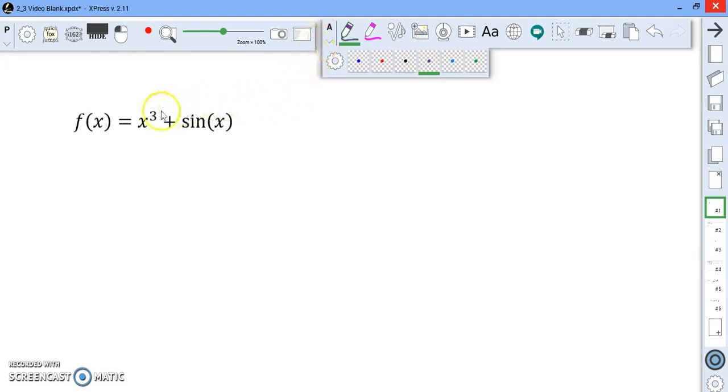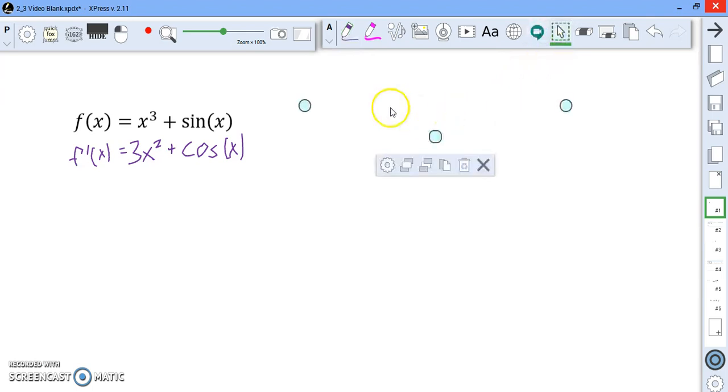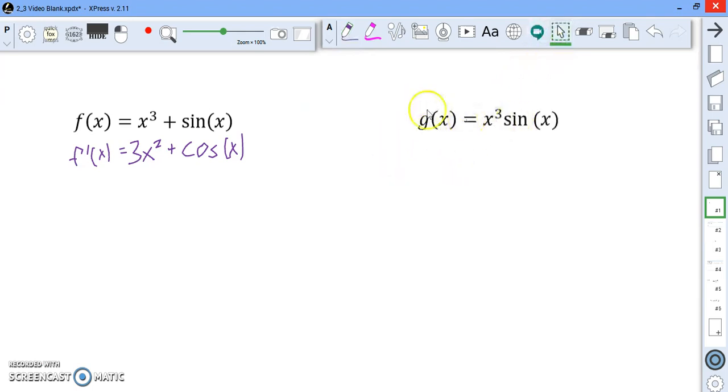In the previous video, we talked about how when you have a sum of functions, the derivative of a sum is just the sum of the derivatives. I just do derivative of each part and add it up. X cubed, the derivative is 3x squared, plus sine, the derivative is cosine. What doesn't work, and you need to be very careful not to do it, is derivative of a product. You can't just do derivative of x cubed times derivative of sine. It does not work like that.